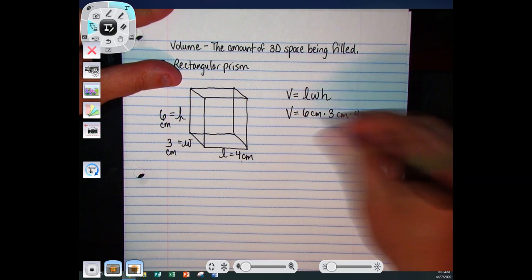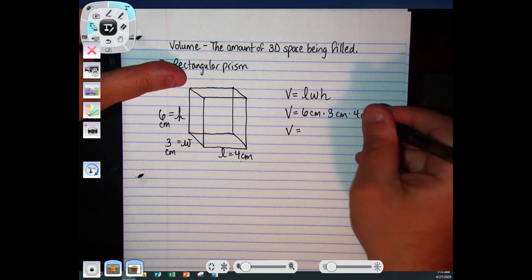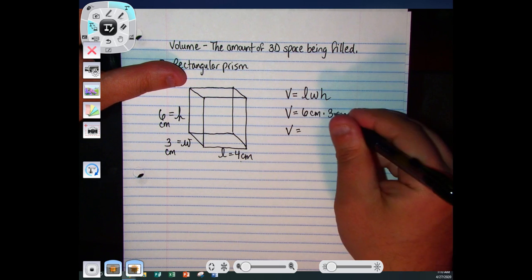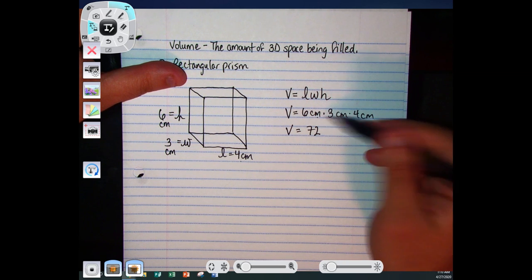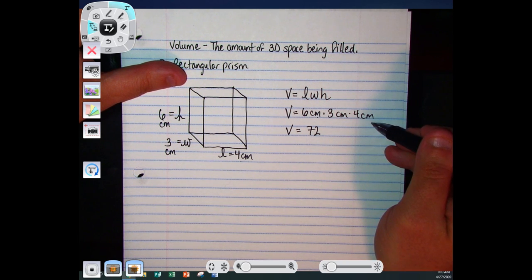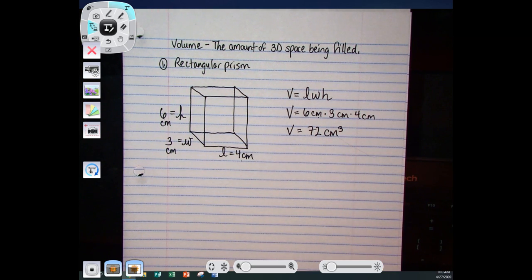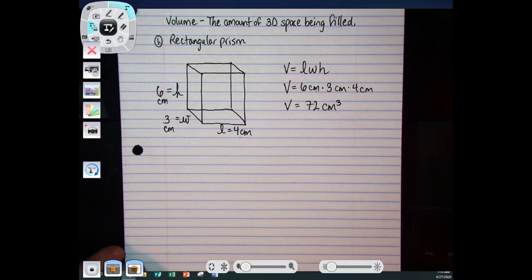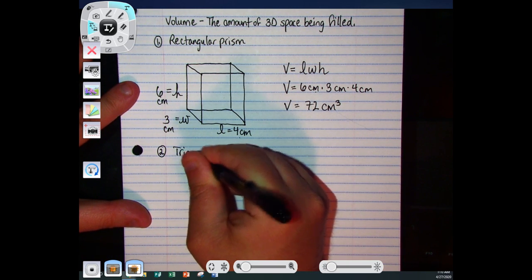And it doesn't really matter what order you put these in. So when I multiply, well, 6 times 3 times 4, that is 6 times 3 is 18. 18 times 4 is 72. And because we have centimeters times centimeters times centimeters, that's cubic centimeters. So we would say centimeters cubed. So again, to find the volume of a rectangular prism, we multiply the 3 dimensions together, length times width times height. Okay, so our next figure that we're going to be looking at is a triangular prism.